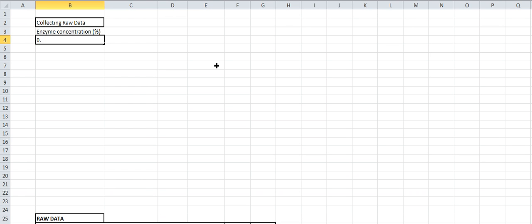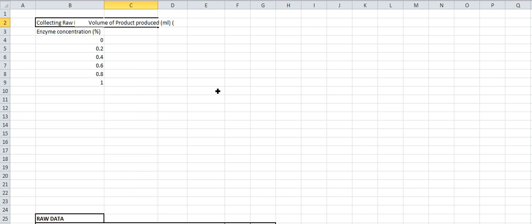So let's say 0, which should be pure water, 0.2, 0.4, 0.6, 0.8 and 1%. Okay, I'm then going to want my volume of product produced over here, and in brackets I'll have milliliters, and then of course I'm going to have in another brackets the amount of, or the level of precision that I'm measuring that product to.